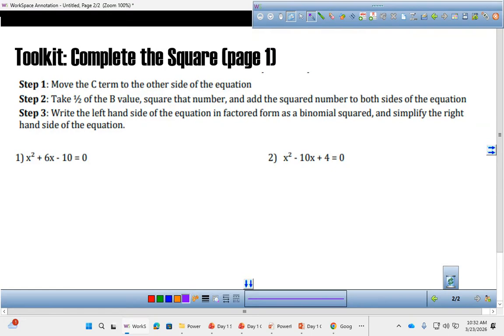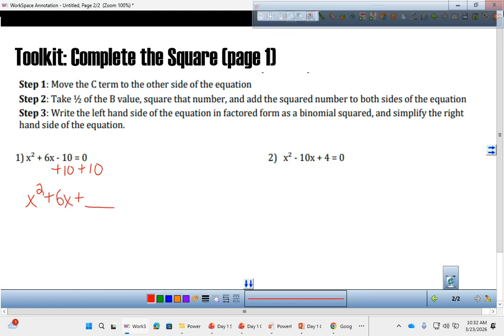The first thing you do is add or subtract the c term to the other side. That term that doesn't have the variable on it has got to go. In this case, I'm going to add it to the other side, so I'm going to do a plus 10. So I've got x squared plus 6x, and then I'm going to write plus blank.